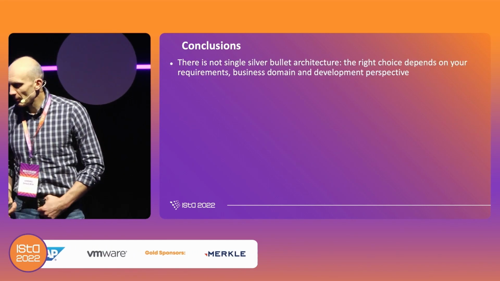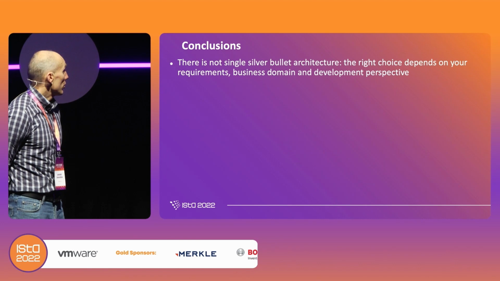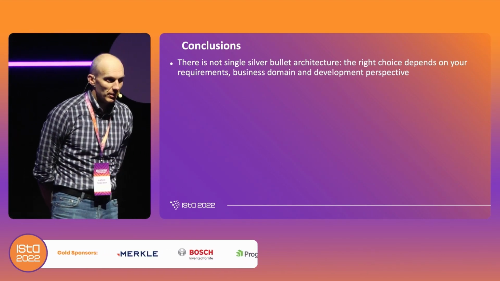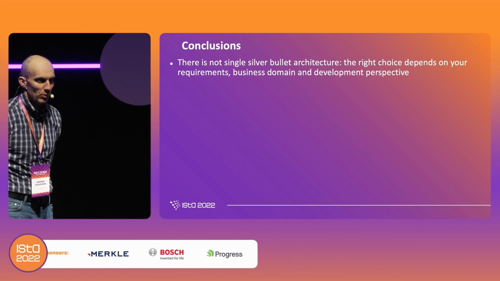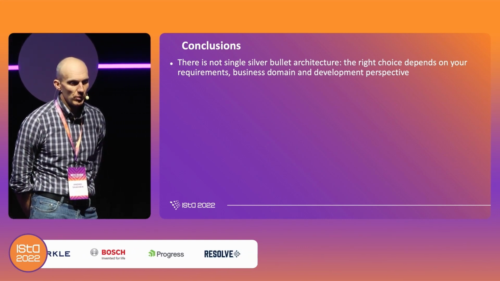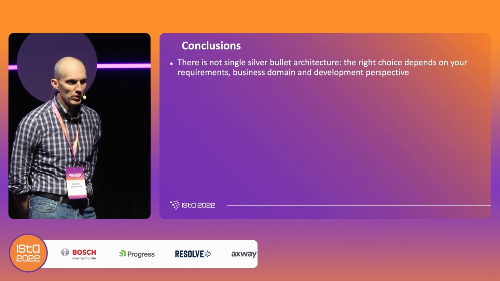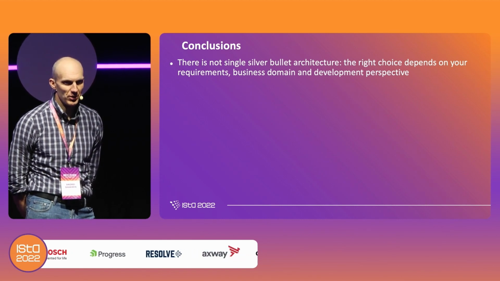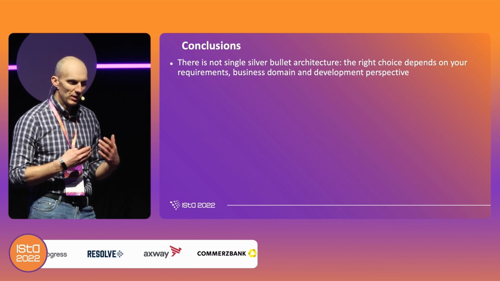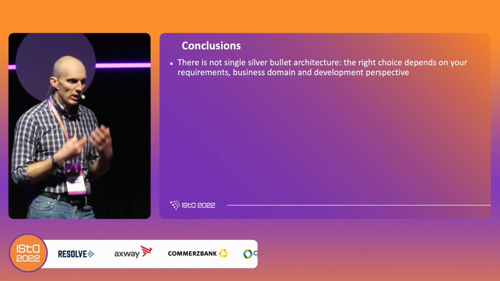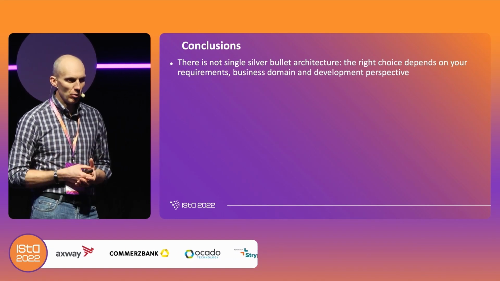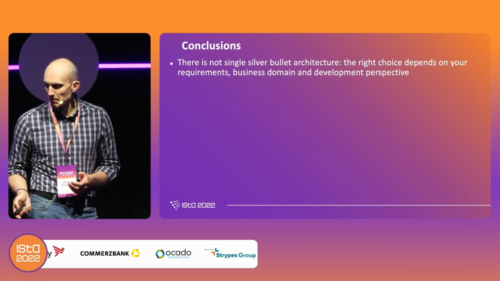Conclusions. The most important is: no silver bullet architecture. They're not a solution for all problems. For some situations, some cases, monolith is the right choice, for some microservices. Especially for the start, for the greenfield, I always recommend to start with monolith. You have fast progress, you understand your business domain better, and you make the splitting later on with high quality.